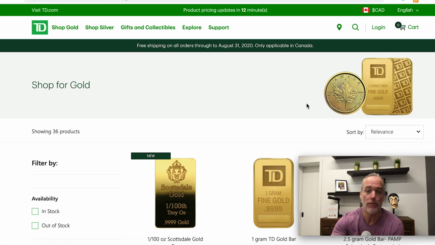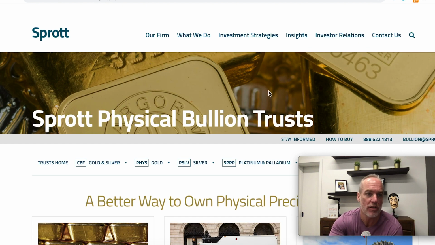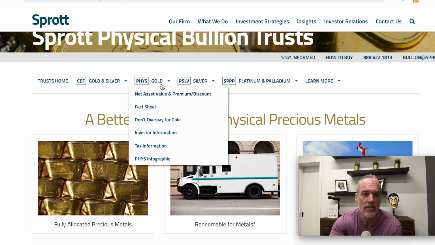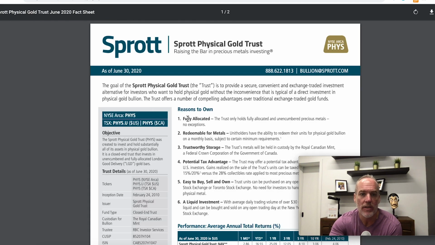And then lastly, if you don't want to get the physical in your hand because you have some money inside an RRSP or something like that you don't want to cash out, but you want physical gold and silver, one of the best funds that we found for that are Eric Sprott's stuff. This is the Sprott Physical Bullion Trust, and there is a gold fund. If you pull up the fact sheet on the gold and the silver fund, you can see that they are fully allocated, that the trust only holds fully allocated and unencumbered precious metals.